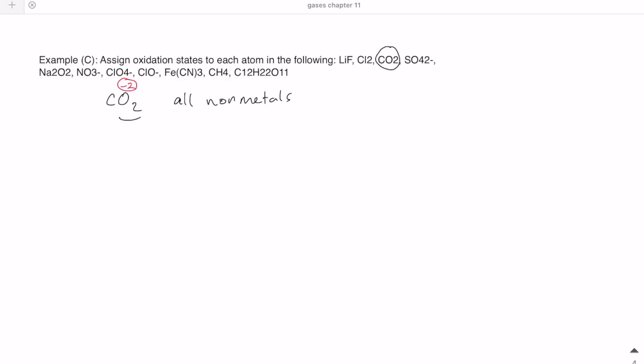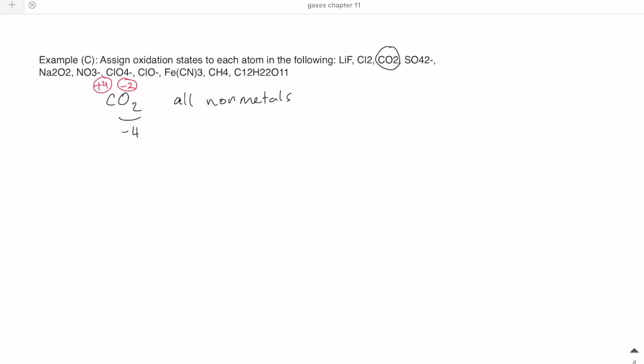And the numbers in the bottom are just the total charge for all the oxygens there. So each oxygen is -2. So if you have 2 oxygens, then it's going to be -4. I need that because that would allow me to figure out what the oxidation state of my carbon is. Remember that the sum of the two has to equal the total charge of the species, which is 0 in this case for carbon dioxide. So therefore, my carbon must be +4.